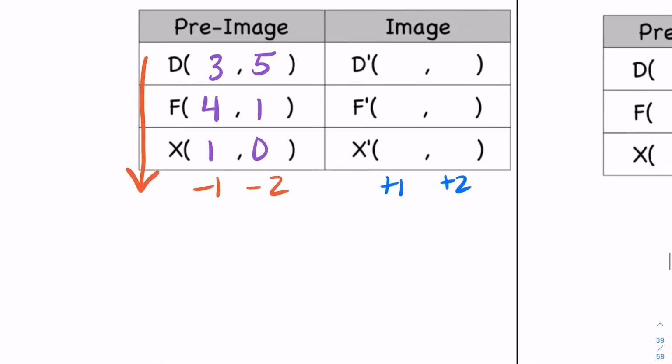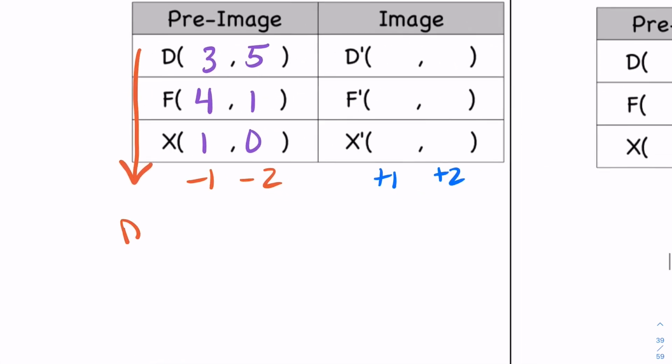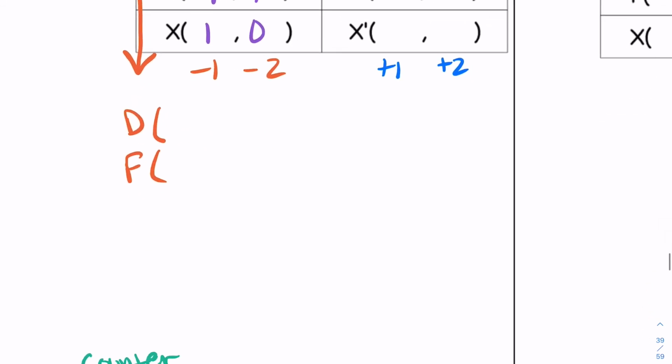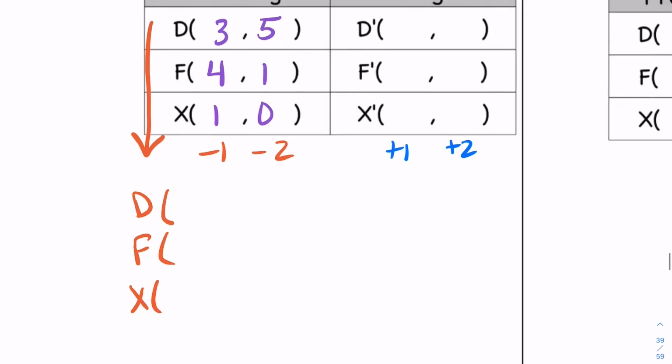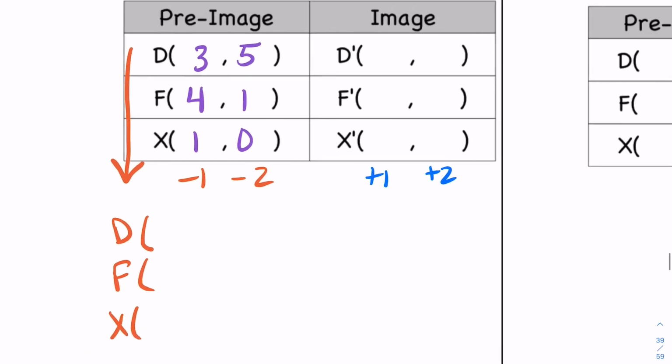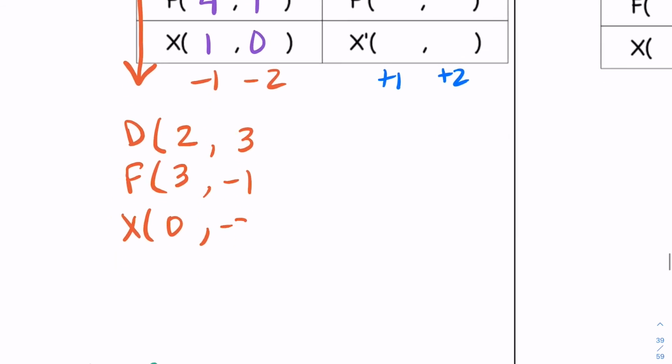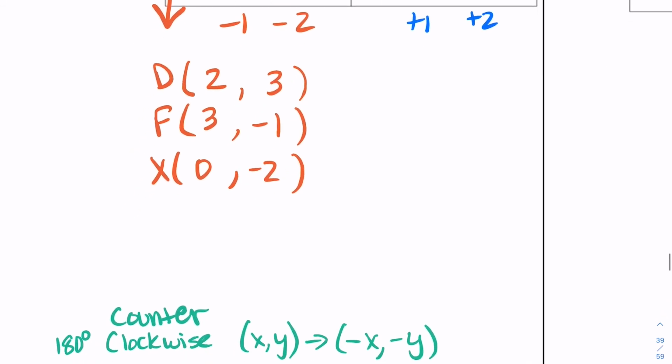So 3, 5, well, let me write it. D, F, and X. Let's take 1 away from all of its X coordinates. So I get 2, 3, and 0. Now take 2 away from all of its Y coordinates. So 3, negative 1, and negative 2. Now you're going to do your counterclockwise rotation.